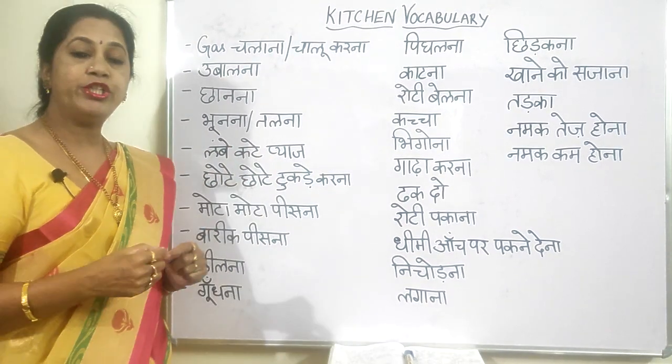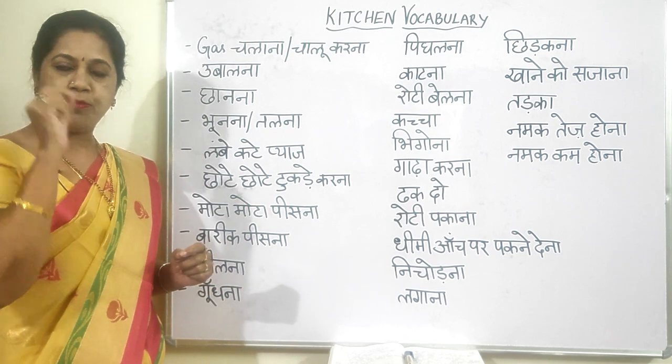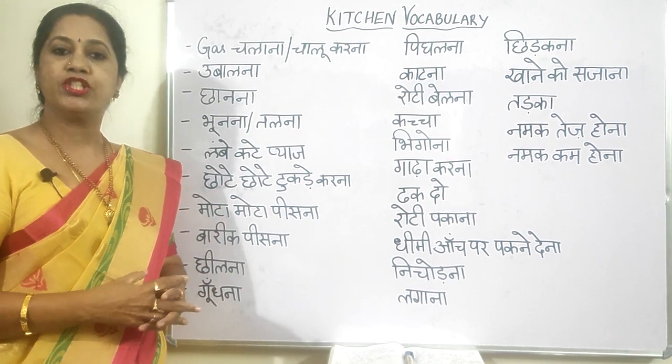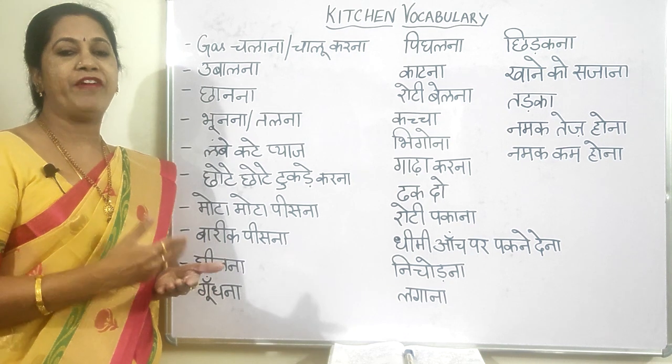Next one is chhote chhote tukde karna. So make it into small pieces. It is called in English chop. Okay, chop, that is to finely chop them.